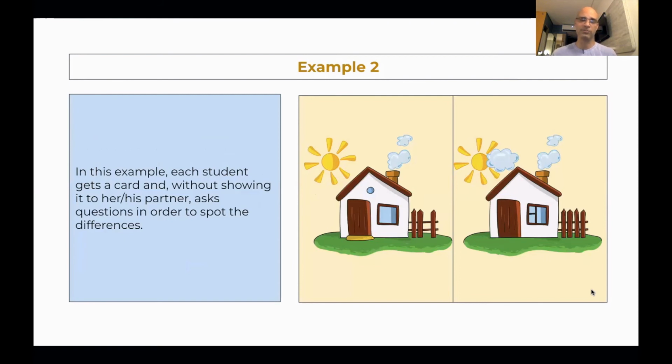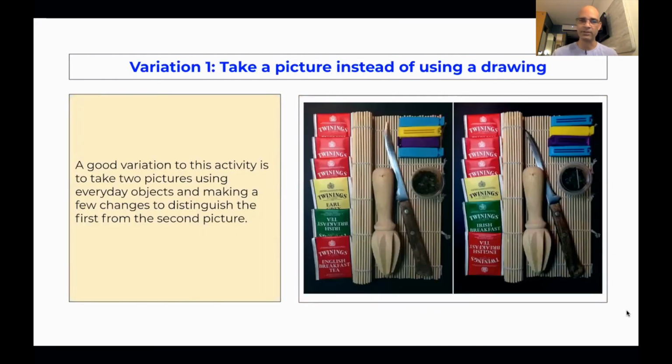Again, you want students to ask, okay, is there a sun in your picture? Yes. Is there anything covering the sun? And is there a chimney? How many puffs of smoke are coming out of the chimney, etc., etc. So you want them to be asking about the details in the picture.